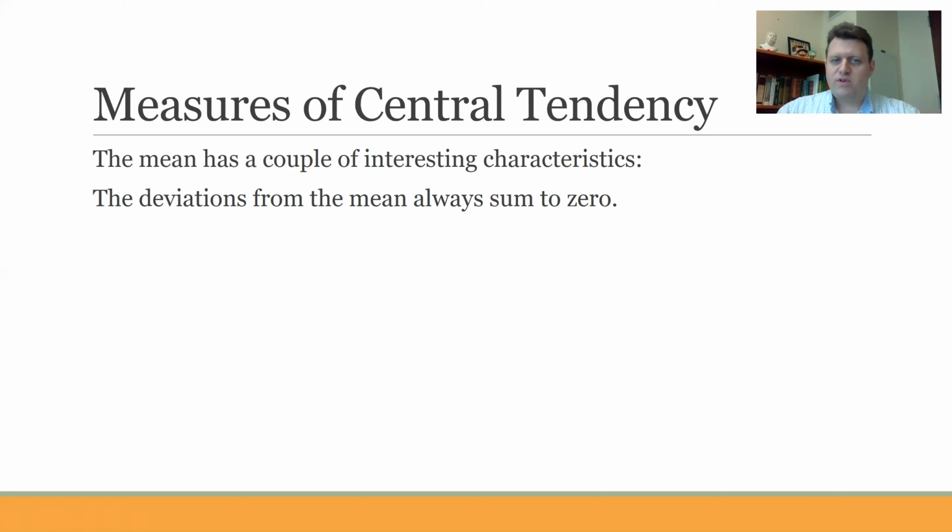Every single data point in our data set contributes to the mean. All right, if we were to calculate the deviations from the mean, essentially we take every single score and subtract it from the mean, the deviations would all sum up to 0. That's an important property of the mean. In fact, the average deviation from the mean would be 0. Okay, that's an important property of the mean.